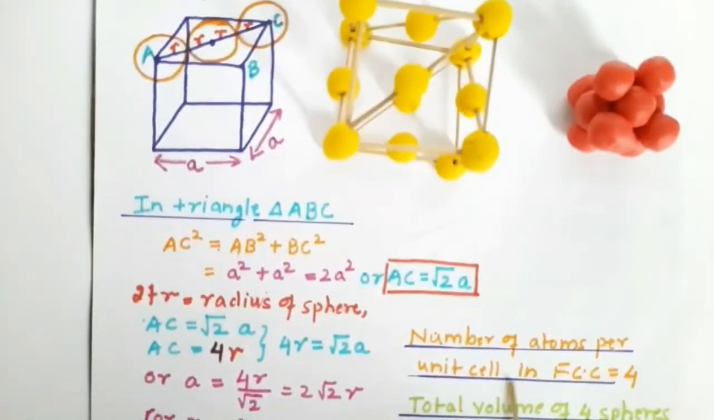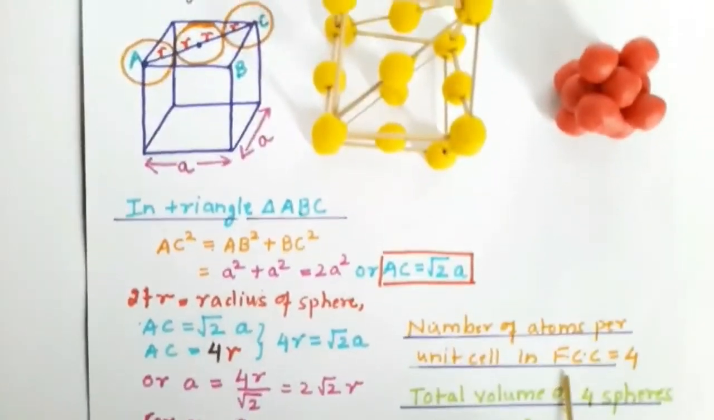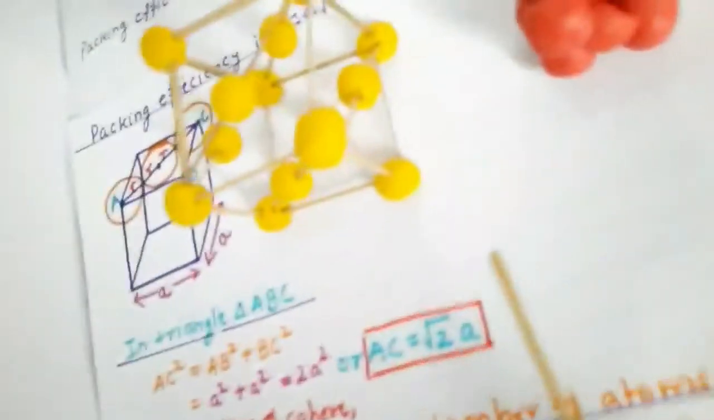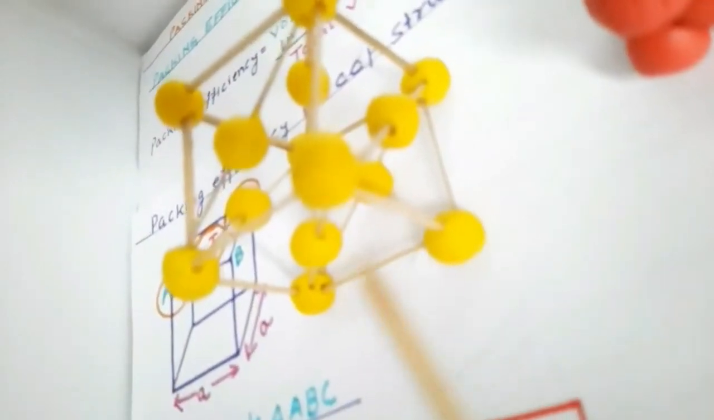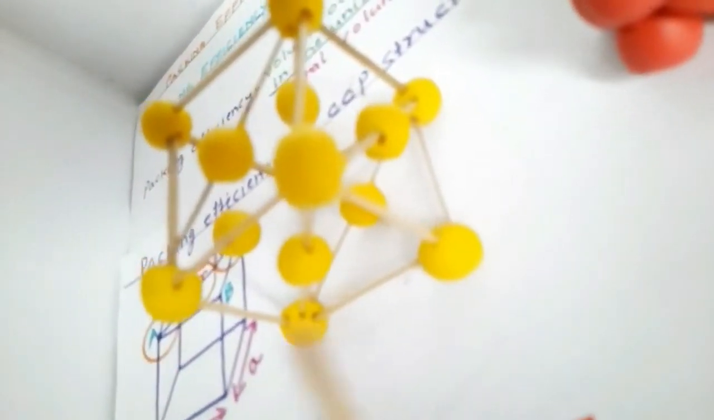Now let us calculate the number of atoms per unit cell in FCC. This is a face centered cubic unit cell. Here the atoms are placed at the corner of the unit cell, as well as extra atoms are placed at the face centered positions. All the face centered positions are occupied by these spheres. So we know that the corner contributes only 1 by 8. So 8 multiplied by 1 by 8 we get 1.